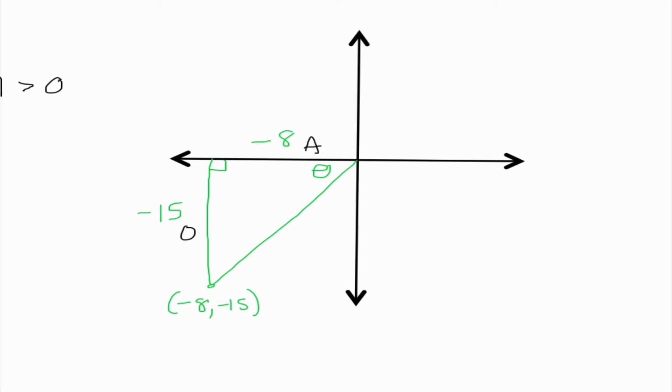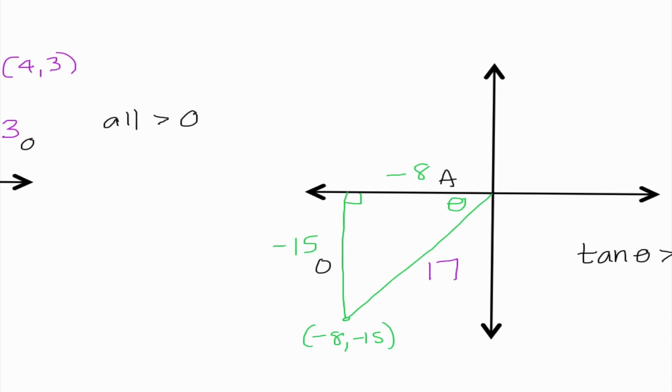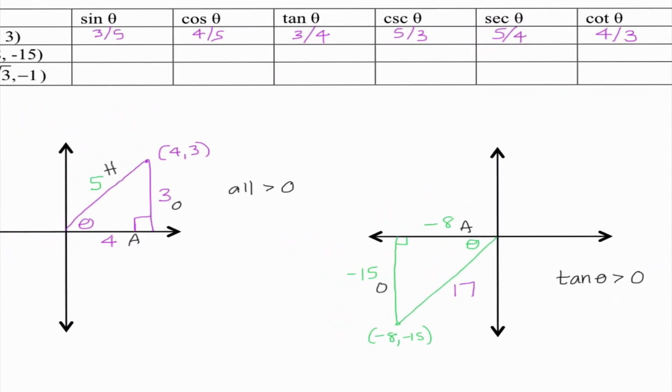Now, in a previous lesson, we talked about the fact that sides of a triangle cannot be negative. However, in this case, this negative is just telling me a direction. If we use Pythagorean theorem, I end up getting 17 as my hypotenuse. And if we think about it, in quadrant 3, only tangent should be positive. So that should be something that we should use to double check our final answer.